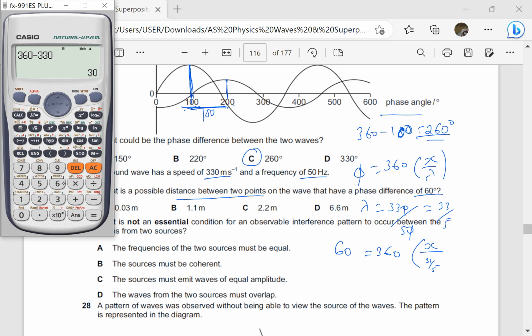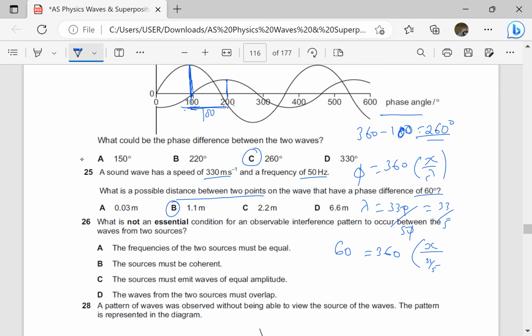So the phase of 60 degrees equals 360 degrees times x over the wavelength, where x is the possible distance between the two points. So I will have 60 divided by 360, then times 33 divided by 5. So that is 1.1. So our answer is going to be B. So x is 1.1.